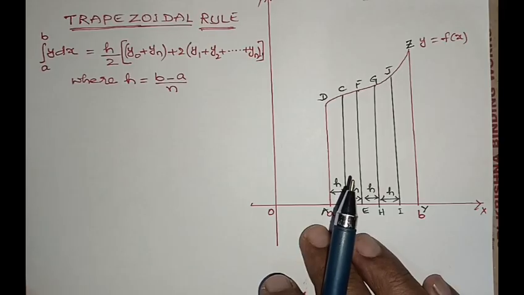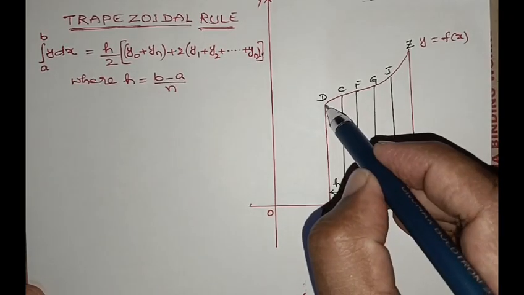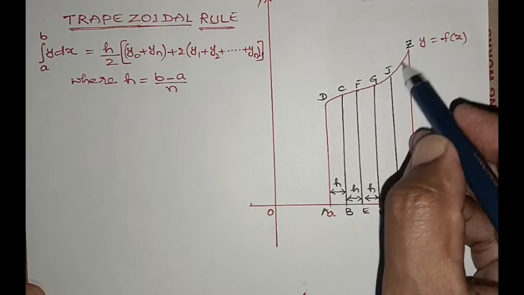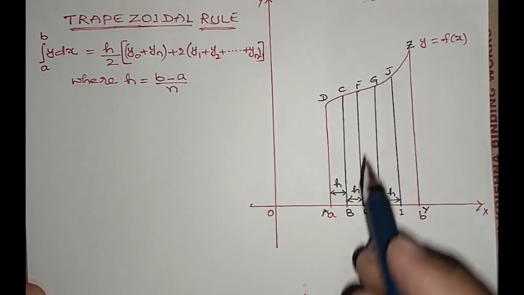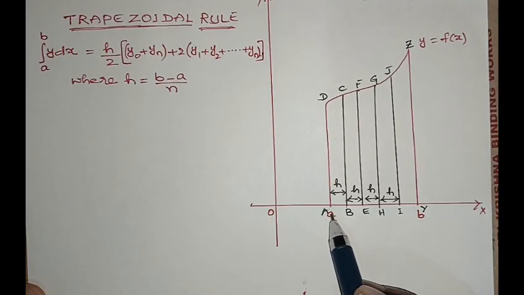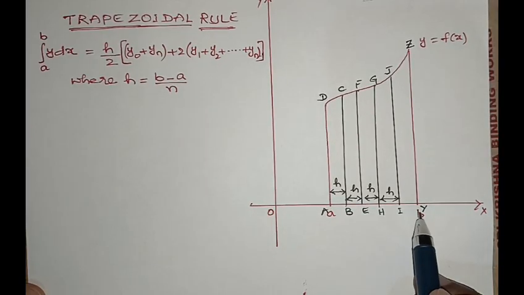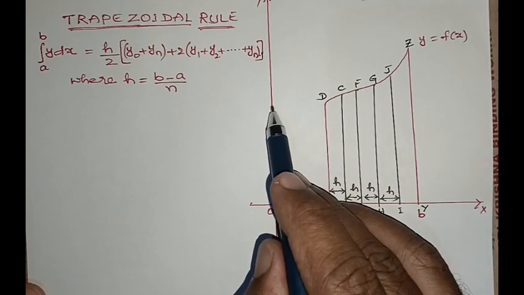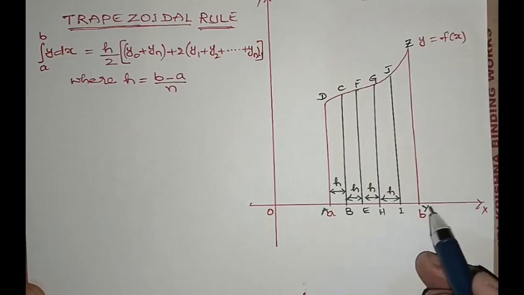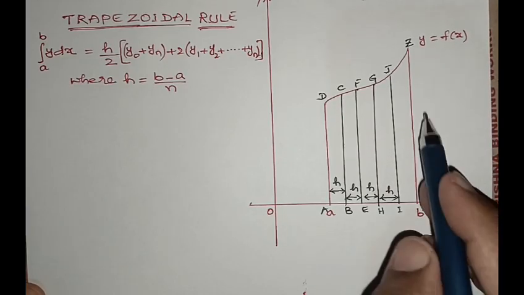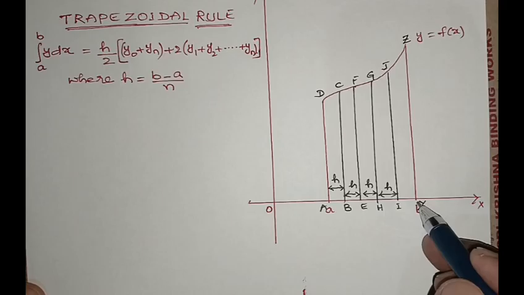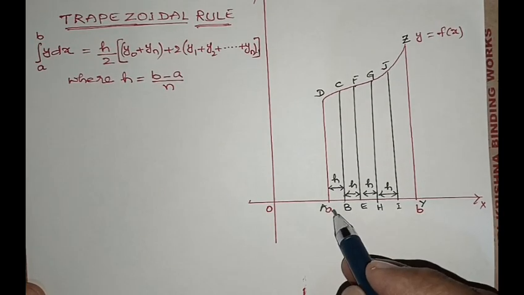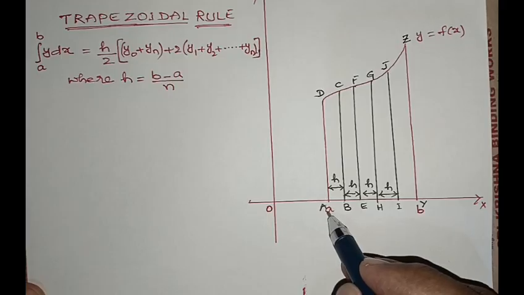Before I derive the formula, let us assume that the function y is given by y is equal to f of x, which represents a curve. The limits taken are x is equal to a to x is equal to b. x is equal to a is a line parallel to the y-axis passing through the point (a, 0), and similarly x is equal to b is a line parallel to the y-axis passing through the point (b, 0). These are the two lines AD and BZ.